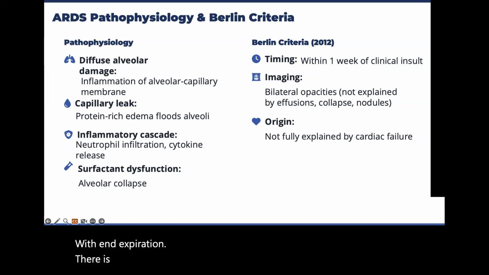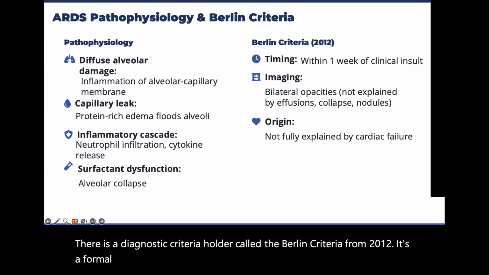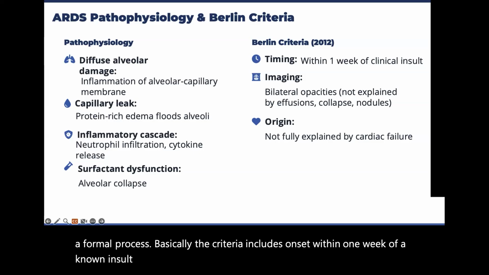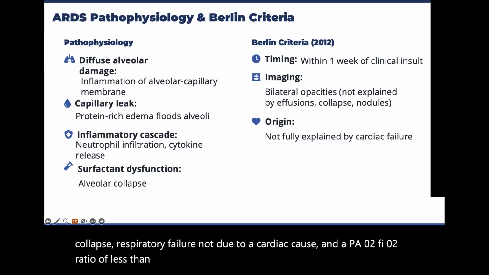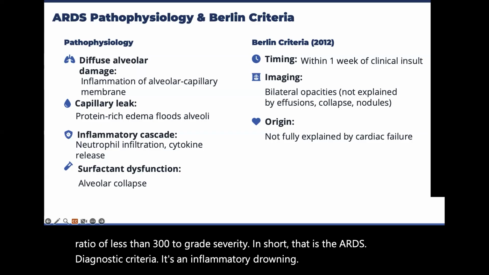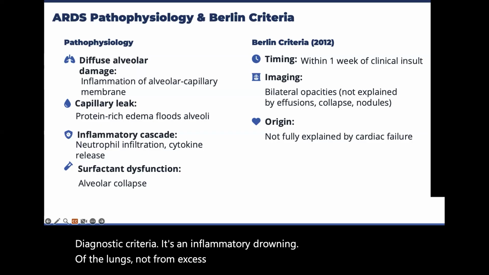There is a diagnostic criteria called the Berlin criteria from 2012. It's a formal process. Basically, the criteria includes onset within 1 week of a known insult, bilateral opacities on imaging not explained by effusion or collapse, respiratory failure not due to a cardiac cause, and a PaO2/FiO2 ratio of less than 300 to grade severity. In short, that is the ARDS diagnostic criteria. It's an inflammatory drowning of the lungs, not from excess fluid intake, but from the body's own immune storm.